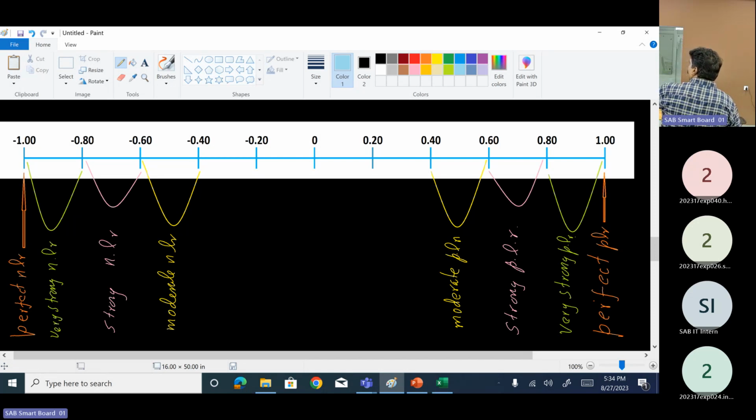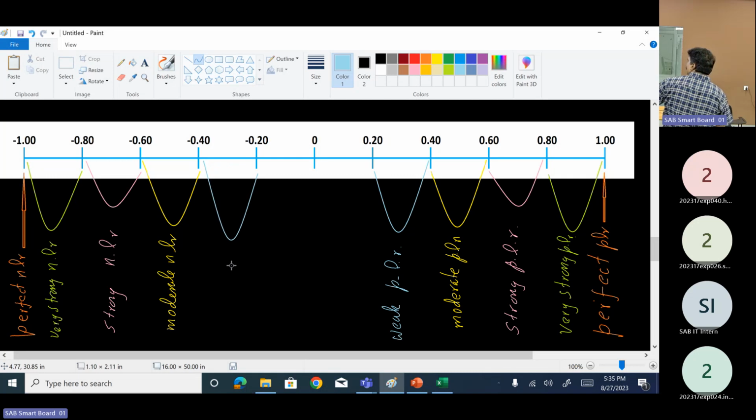So the next level is from 0.2 to 0.39. So the strength goes further down: this is moderate, this is weak. Weak positive linear relationship. So here, minus 0.39 to minus 0.2.